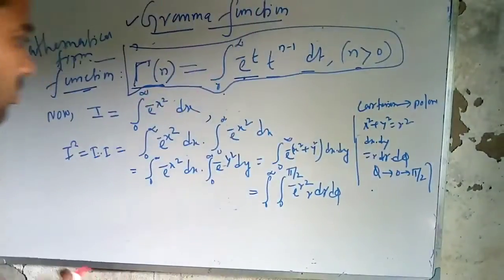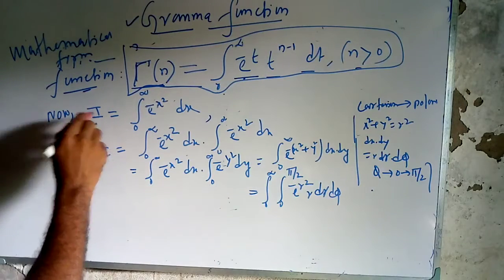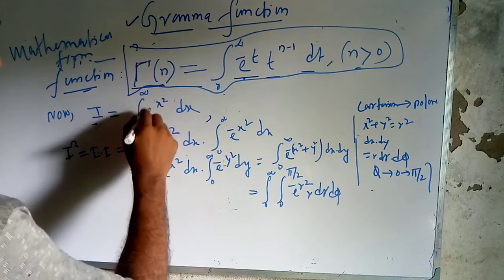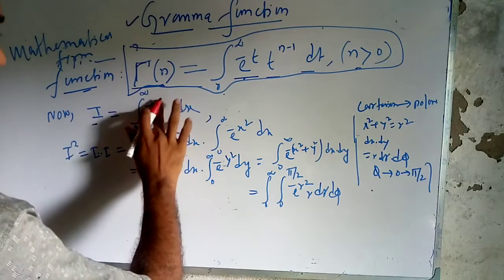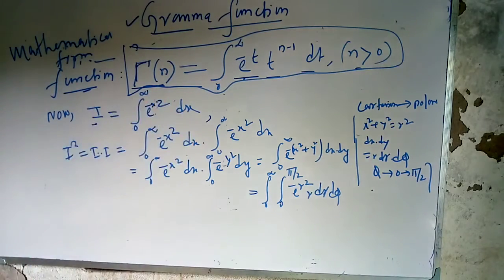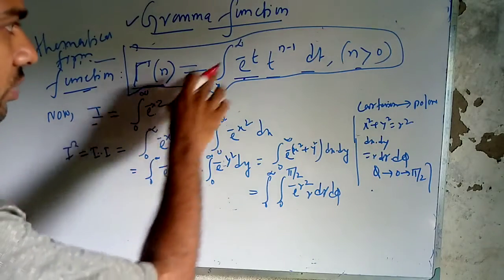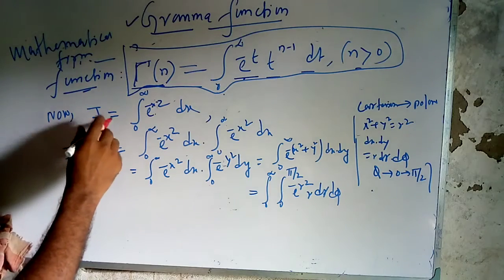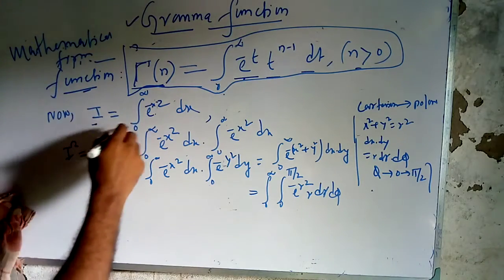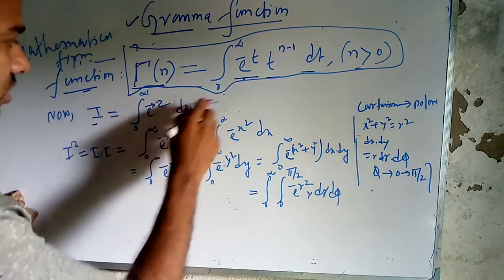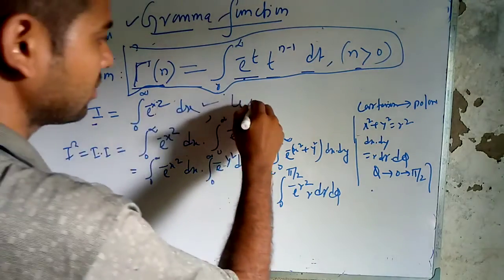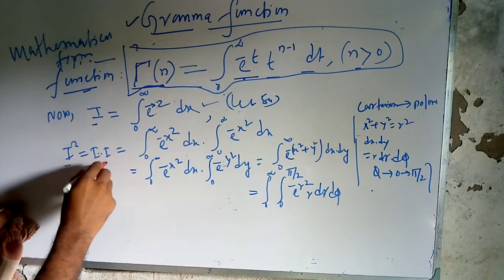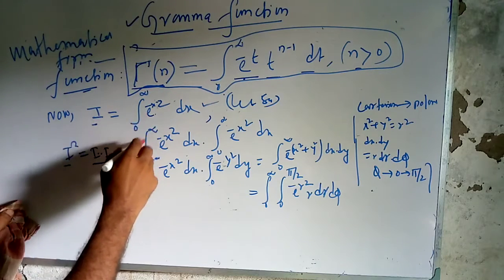Let us see I equals the integral of e to the minus x square dx. It is needed to solve the gamma function, and hence it is solved first. I equals the integral of e to the minus x square, and this is I square, which means I into I.